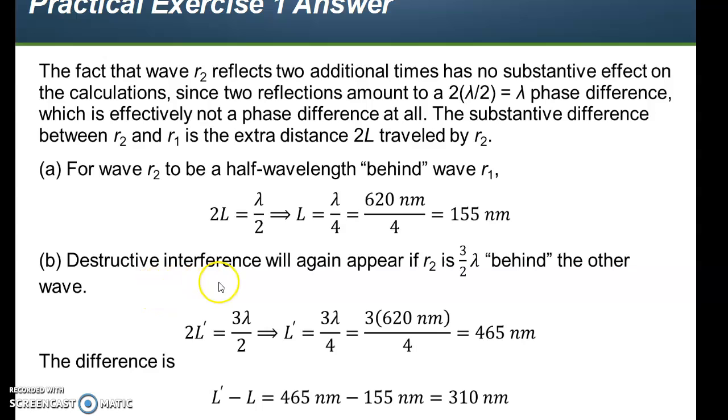And destructive interference will again appear if this is 3/2 lambda behind the other wave. So this is 2 lambda prime for this new location. And this is 3 lambda over 2, this factor right here. And so that would be 465 nanometers, and the difference between them is 310 nanometers.